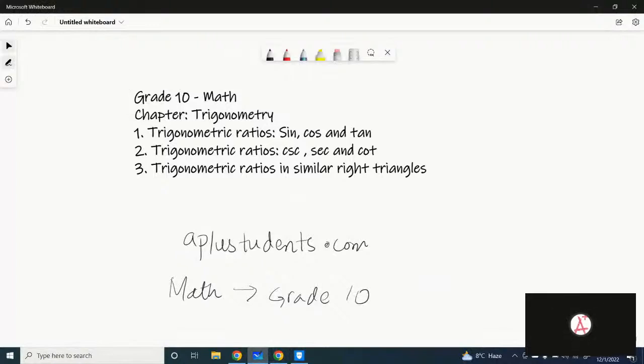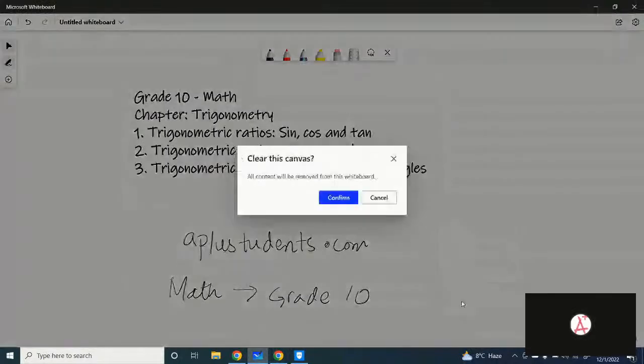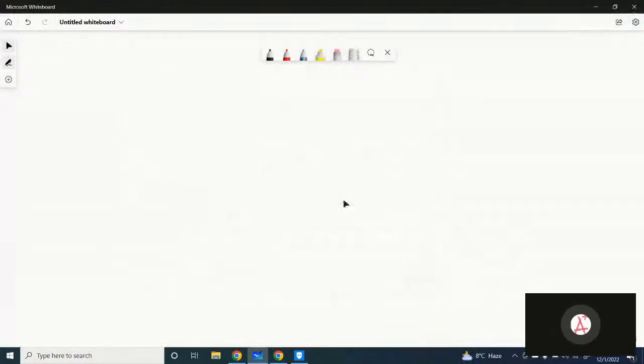Before starting the lesson, please make sure you have your notebook and pencil so that you can note down the important lessons, the important topics, because this is a very important chapter. Got it? So let's start with trigonometric ratios, sine, cos, and tan.